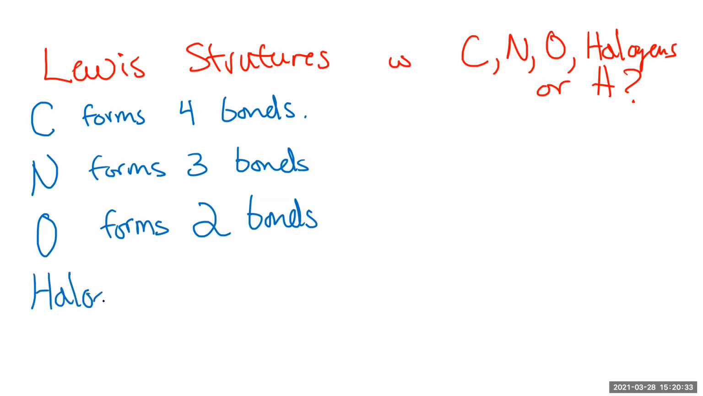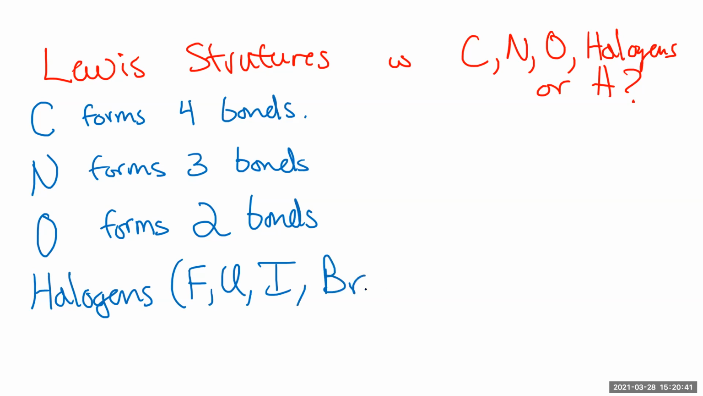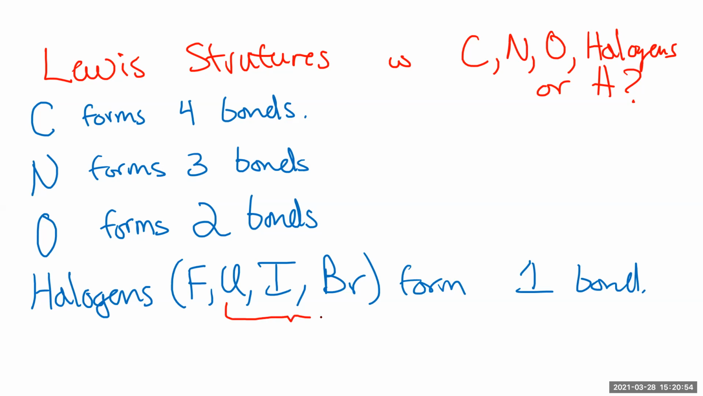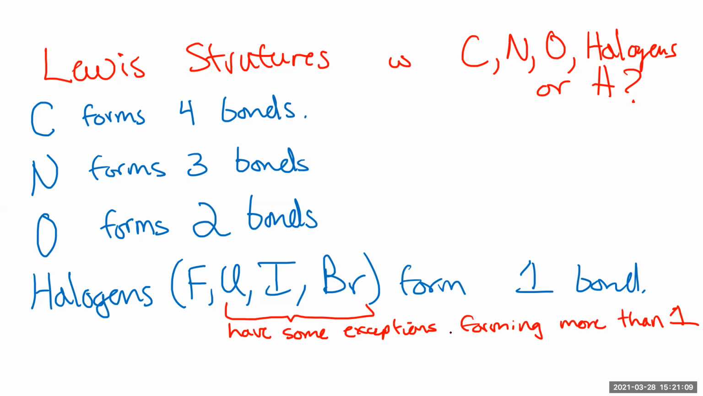Halogens, and recall that those halogens are fluorine, chlorine, iodine, and bromine, generally form 1 bond, and that is always true for fluorine. Chlorine, iodine, and bromine, of course, have some exceptions where they can form more than 1. And we will look at some of those.